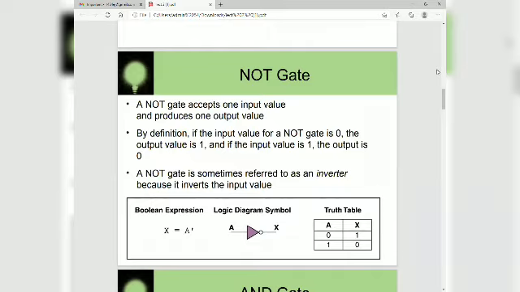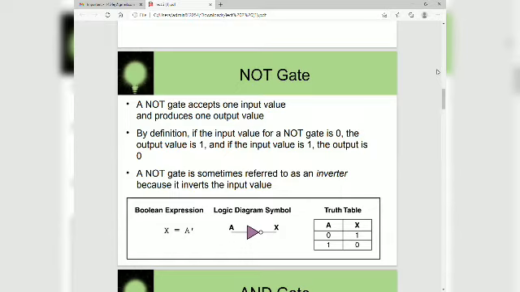So first gate is the NOT gate. A NOT gate accepts one input value and produces one output value. The NOT gate operation represents a process of logical inversion called complementing. This operation changes one logic level to the opposite logic level. So by definition, if the input value of NOT gate is 0, then the output value is 1, that is inversion of 0. And if the input value is 1, the output is 0. A NOT gate is sometimes referred to as an inverter because it inverts the input value.